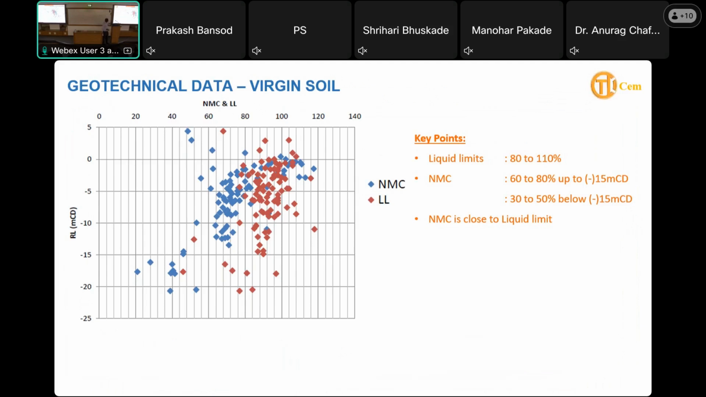With it, you can see here one very interesting thing. The NMC is very close to the liquid limit, which shows the soil is so soft. It is like water. Once it is very close to the liquid limit, it's almost like water.